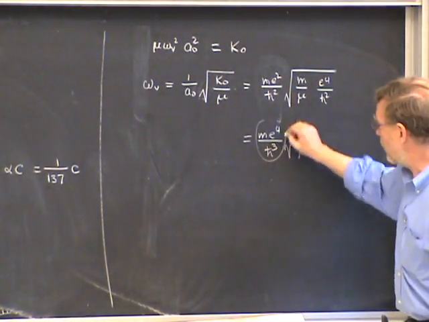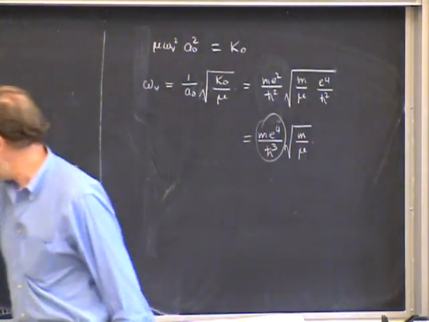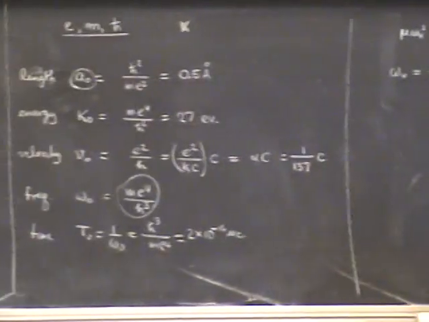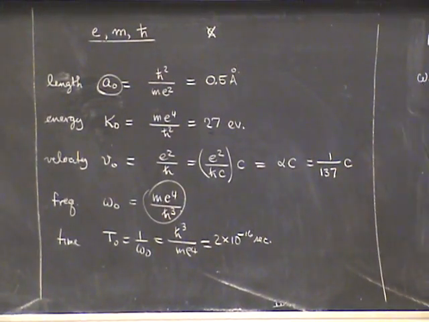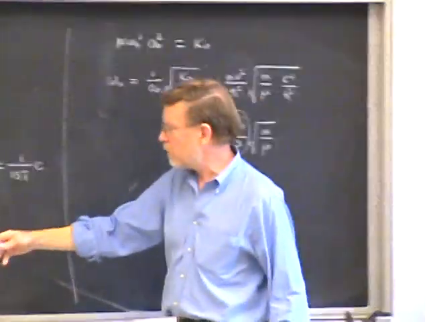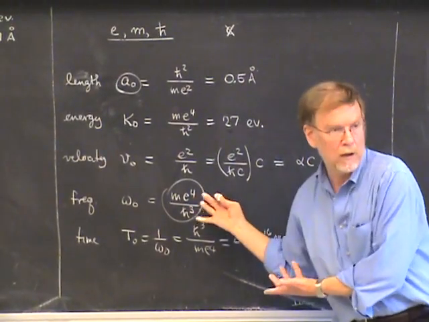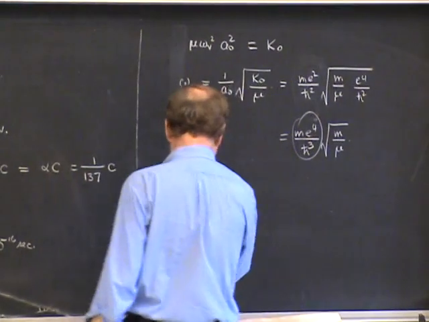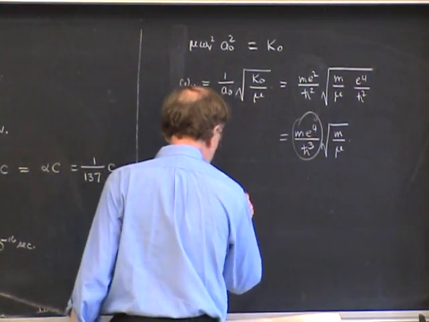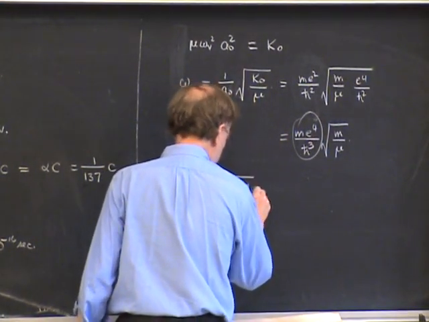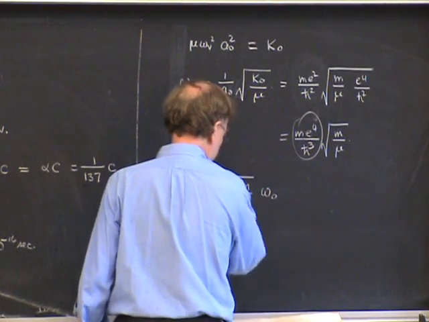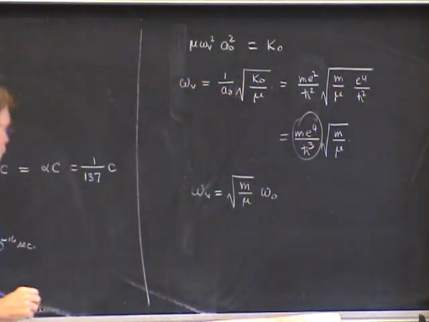But m e to the 4th over h bar cubed is the fundamental frequency we had here. Since the left-hand side has dimensions of frequency, the right-hand side has to be equal to this omega naught times something dimensionless. And in fact, here's what we find: omega v is equal to the square root of m over mu times omega naught. So this is an important relation.